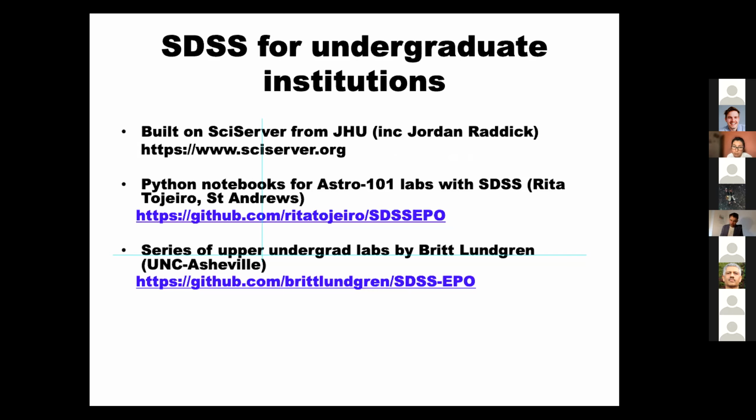One is a series of Python notebooks developed by Rita Strugero for Astro 101 labs. If you see here, there's a link to her GitHub that gives you the Python notebook that you can go and play with and work out how you might introduce that and the concepts used in that into your lessons. There's also a series of upper undergraduate labs that Britt has developed. So there again is her GitHub link, so please go ahead, have a look there, see if there's anything that you think you could incorporate into your undergraduate lessons, maybe even some of your graduate school lessons, so you can use SDSS data in the teaching lab.